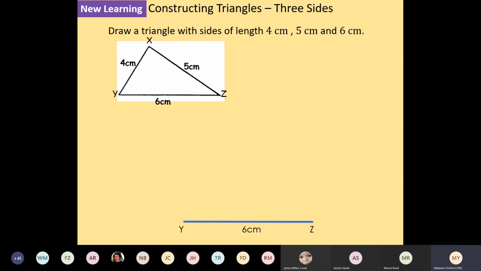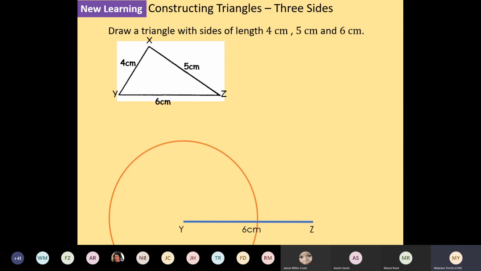Then we are going to draw the 4 centimeter line. So the way that we would do this is we would use our compass. We would measure from the sharp point of the compass to our pencil 4 centimeters, and we would put the sharp point on the point Y, and we would draw a circle like this, which is worth 4 centimeters with a radius.